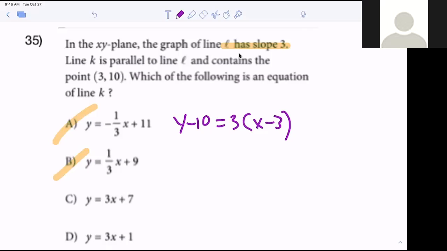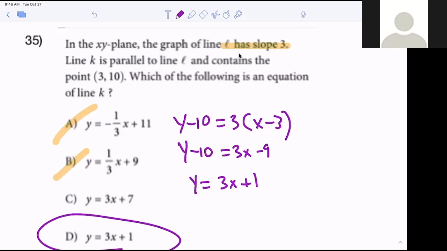Distributing the 3, y minus 10 equals 3x minus 9. Add 10, y equals 3x plus 1. D. You okay with that? That's exactly what we did on the homework. All right.